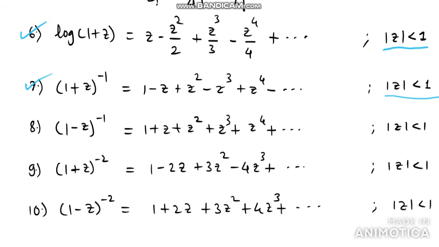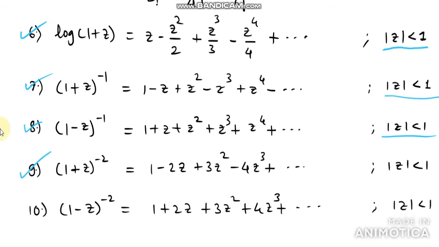Now see the next, the eighth one. 1 minus z, bracket raised to minus 1, is expanded by Maclaurin's series as 1 plus z plus z square plus z cube plus z raised to 4 plus and so on. This expression is also valid in the region modulus of z less than 1, that is a circle having radius less than 1 centered at 0, or the origin.